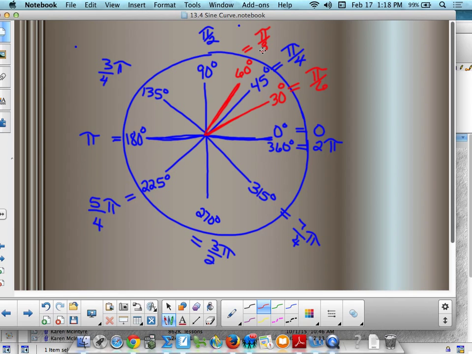Next would be what? Uh-oh, I don't even have the degree here. What's that degree? That's a 120. You guys count by 30s, aren't we? 30, 60, 90, 120. 1/6, 2/6, 3/6, 4/6 is what? 2/3 pi. Okay, you guys, get the next one.